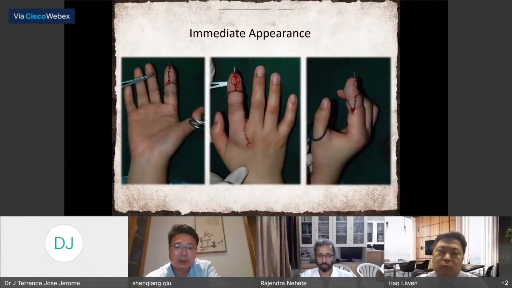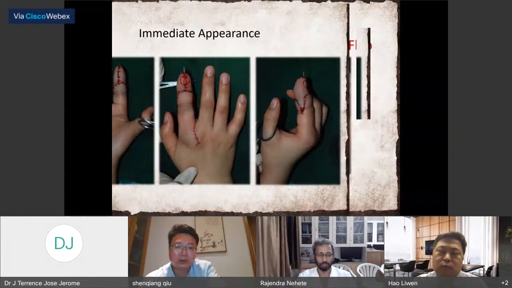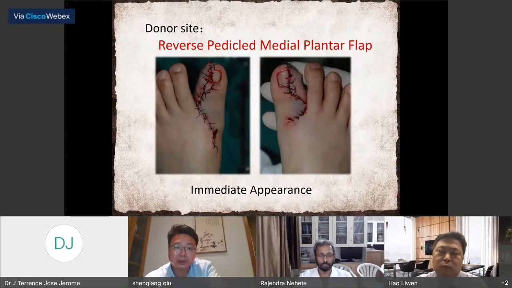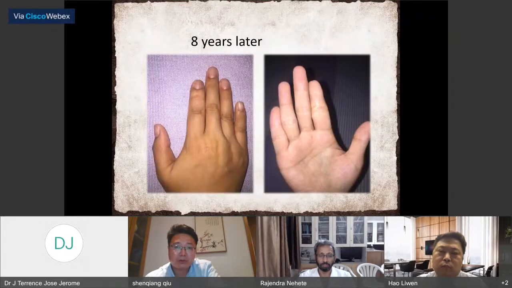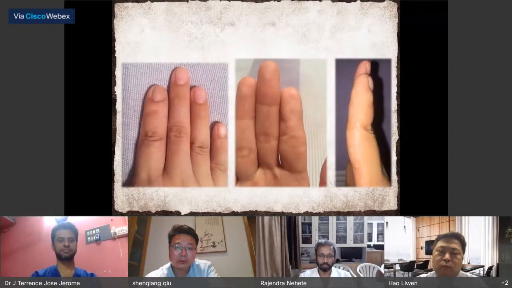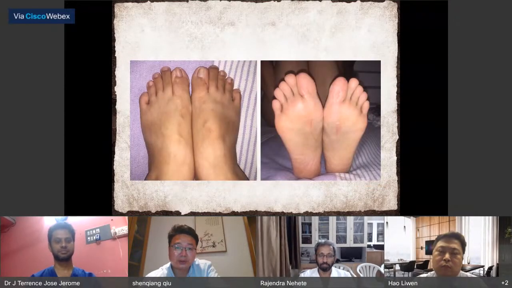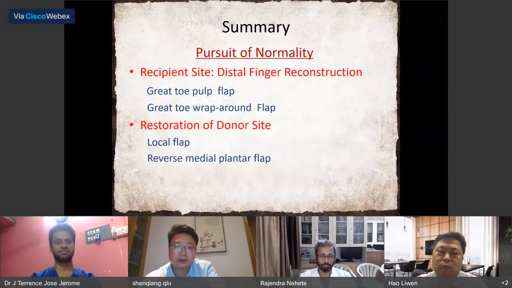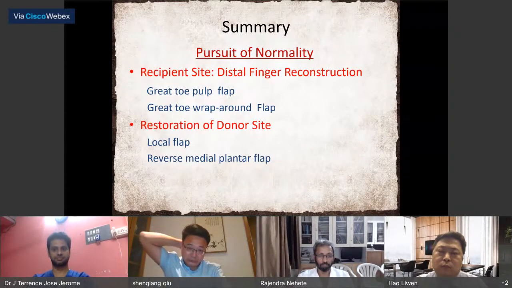The result is a normal finger. Both sides were repaired with the medial plantar flaps. Most of the two nails were preserved. Eight years later, we had a normal finger. The feet look much better.